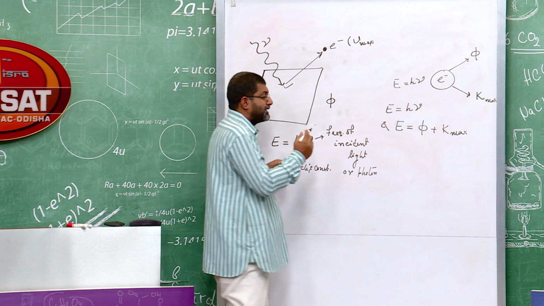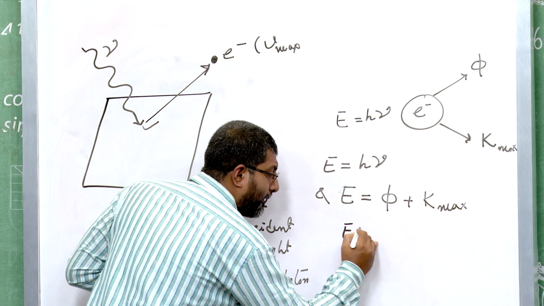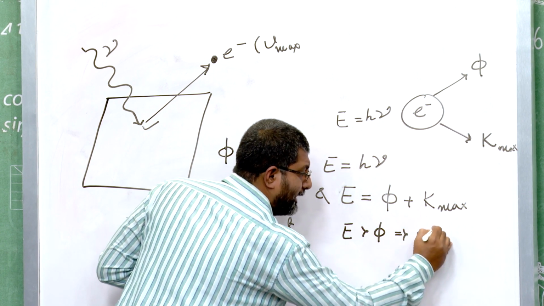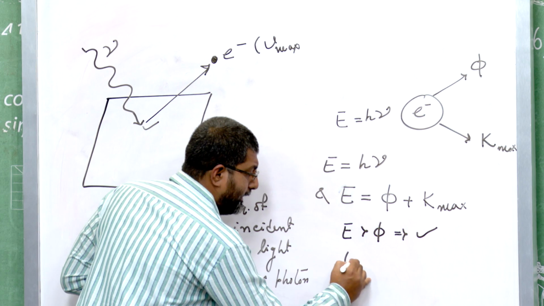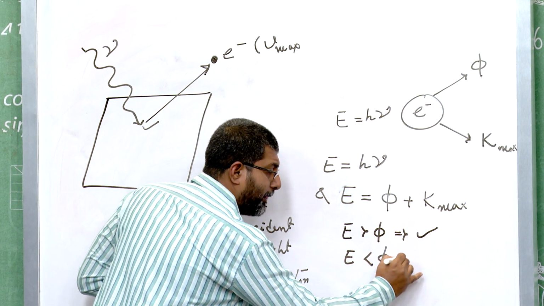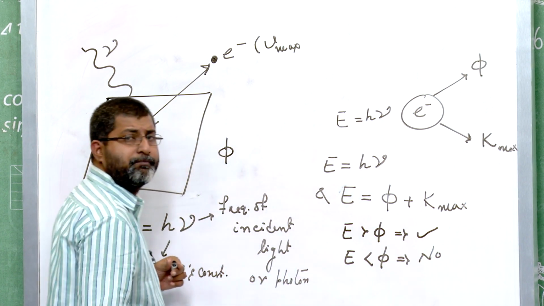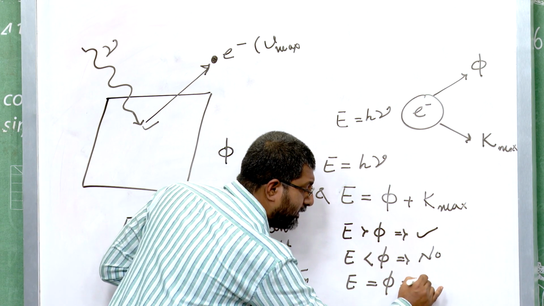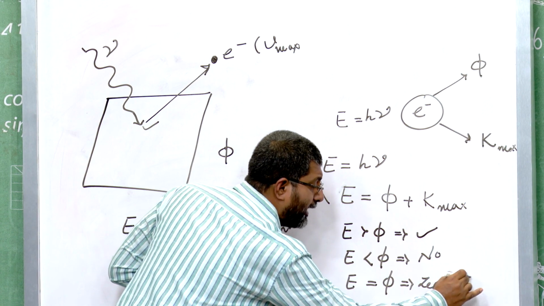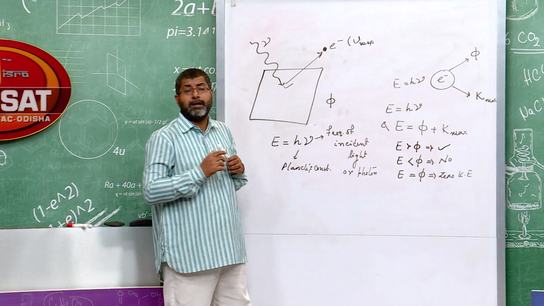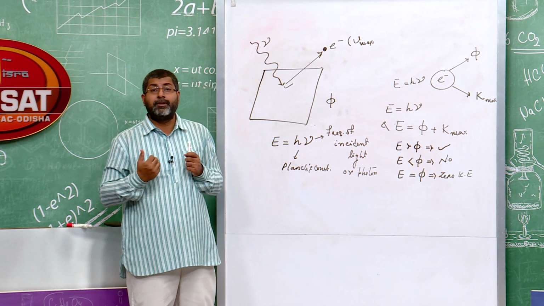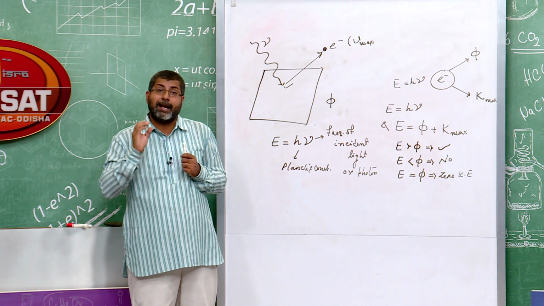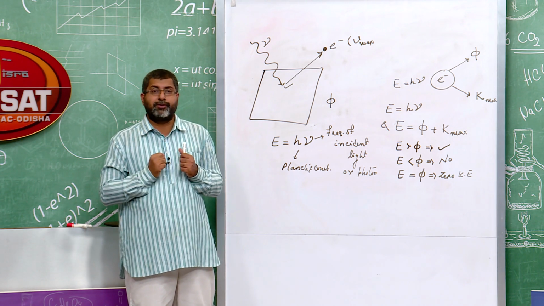That means what? We can say that if E is greater than phi, then there is certain kinetic energy. If E is less than phi, no emission occurs, and if E equal to phi, then electrons are just emitted with 0 kinetic energy. And with this idea, we are now interested to find out what is the kinetic energy of the emitted electrons.